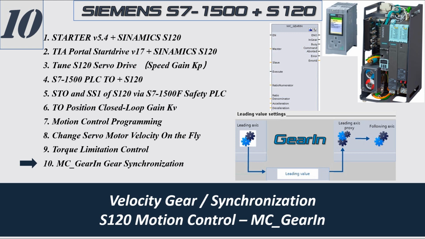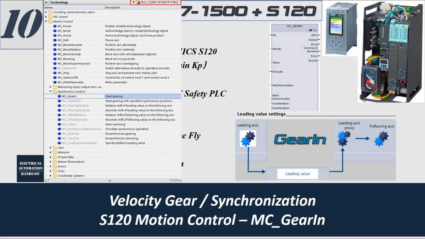When we use the standard PLC, we can use MC_GearIn to implement the velocity gear or synchronization control. Basic idea, you can set the ratio numerator that represents the slave ratio, and the ratio denominator. The denominator represents the master ratio. So you can control two or more axes, their velocity ratio relationship. As we know, the velocity gear or this ratio control is very simple to control axis velocity synchronization.